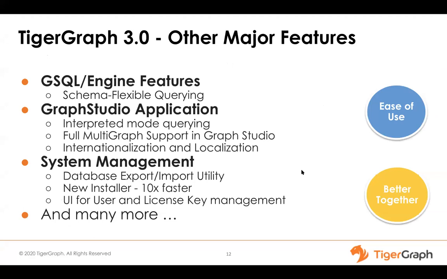I wanna go again. Like I said, 3.0 has a lot of features. The first slide was more about the key highlights, but as you can see, we have more features in the GSQL engine side. We have things on Graph Studio enhancements like interpret mode querying, support for multi-graph. All of these Emma will touch on in the deep dive. And on the system management side, like I mentioned, installer, export utility, all of these features are there. I'll cover in more detail in the next section for each of the features.